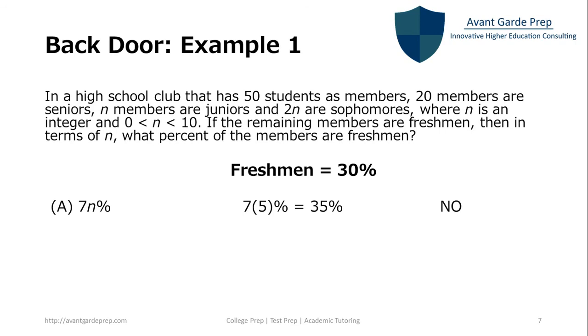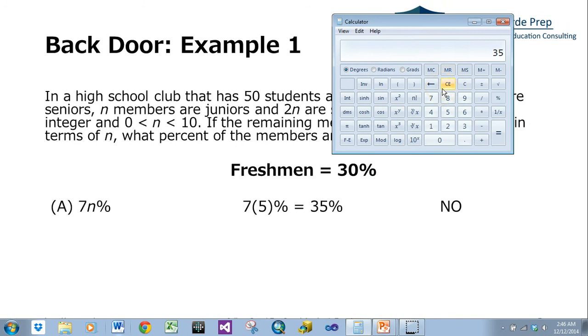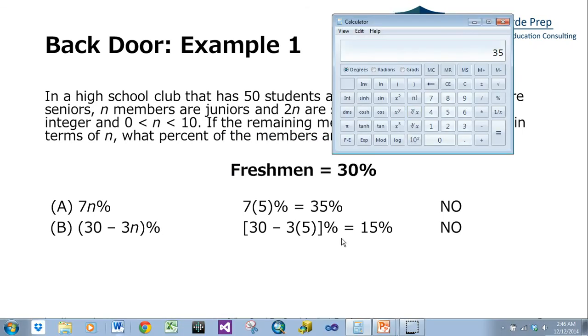So we can multiply that out. Get our calculator real quick. 7 times 5, and that equals 35. So 35%. That's not the same as 30, so that's not going to be our answer. Answer choice B. This is 30 minus 3 times N. So let's plug that in, and again we can go to our calculator, plug in 30 minus 3 times 5, and we'll get 15%.